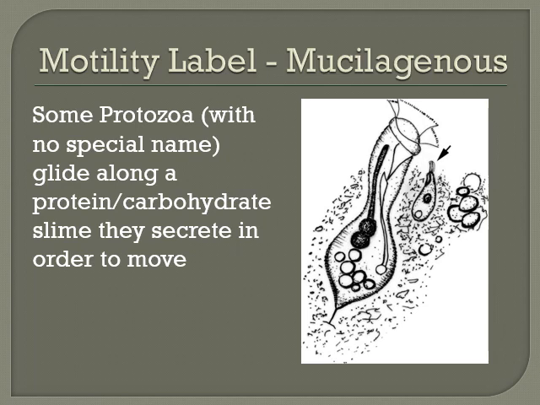So those are the 4 major ways that protists move: flagella, cilia, pseudopods, and mucilaginous. So flagellate, ciliate, amoeboid, and mucilaginous. So taxonomists said, let's label them that way.